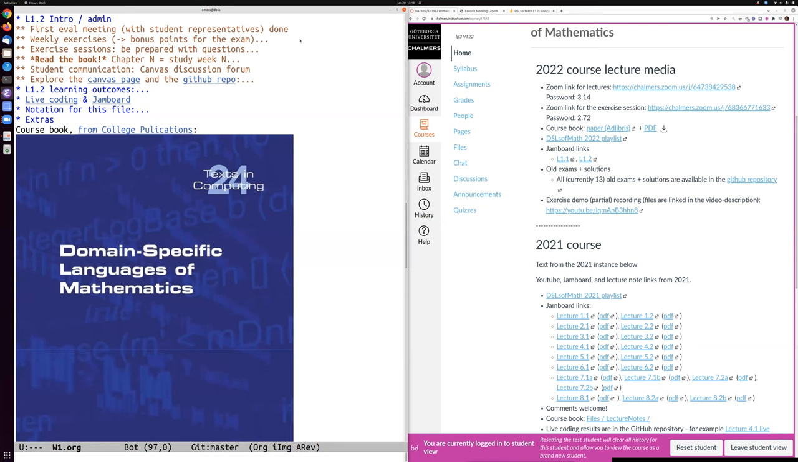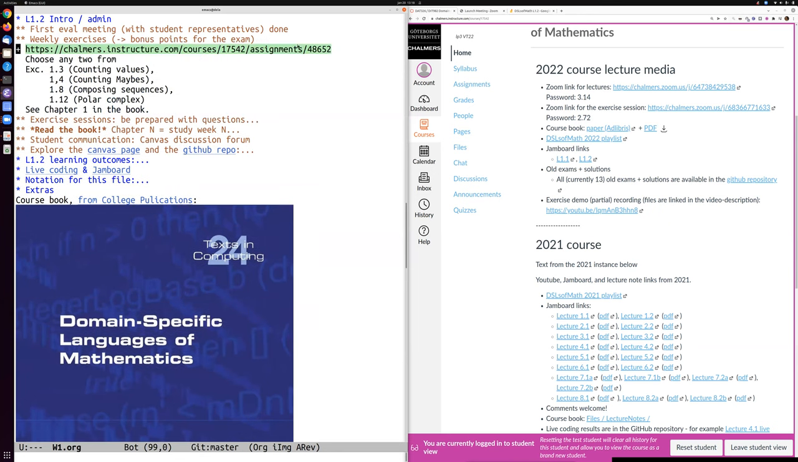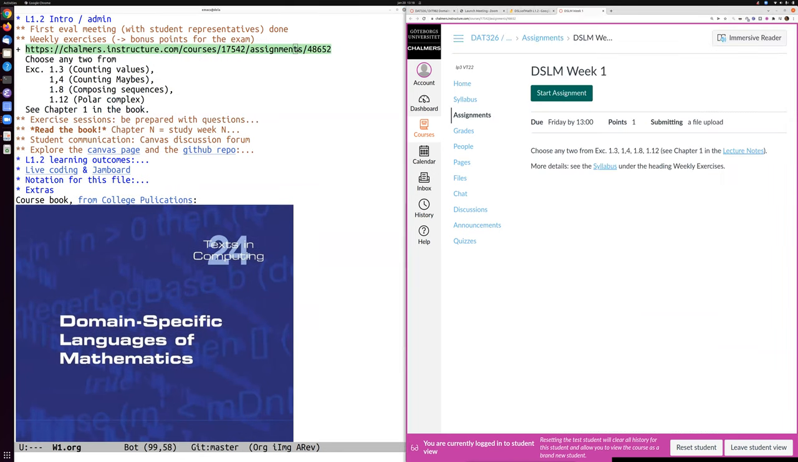There were some questions about weekly exercises for the bonus points for the exam. Well, there is an assignment for each week in the Canvas. It's not compulsory, but if you do it, you can get a bonus point, which you can use to get a better grade, including a pass grade on the exam.